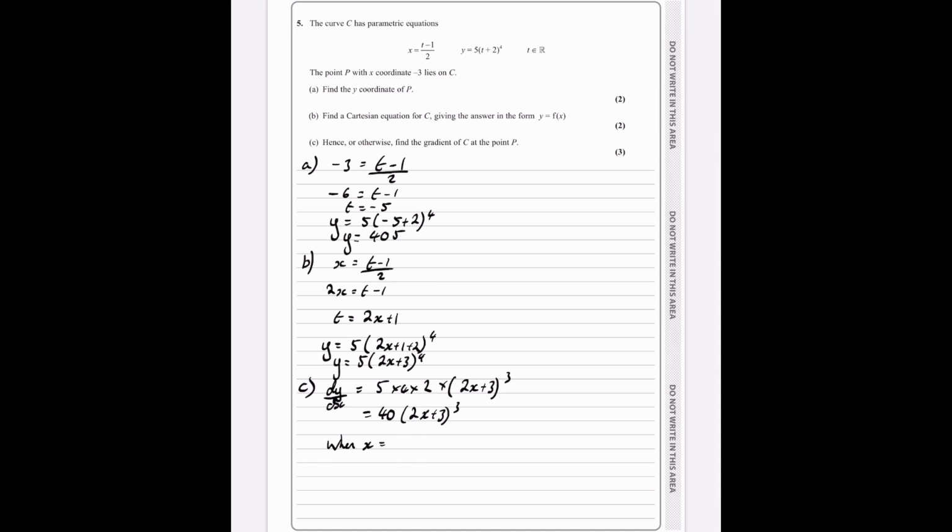To find the gradient at that point, we're going to substitute x equals negative 3 in. So it's 40 lots of, 2 times negative 3 plus 3 is also negative 3. So 40 times negative 3 cubed, which comes out as minus 1080 for the gradient.